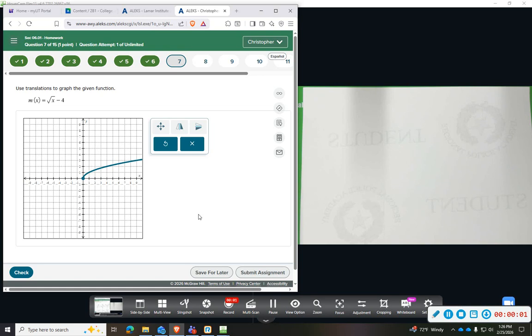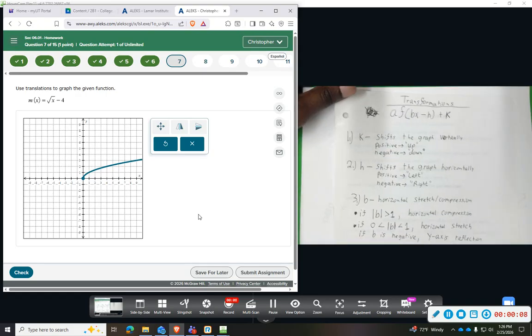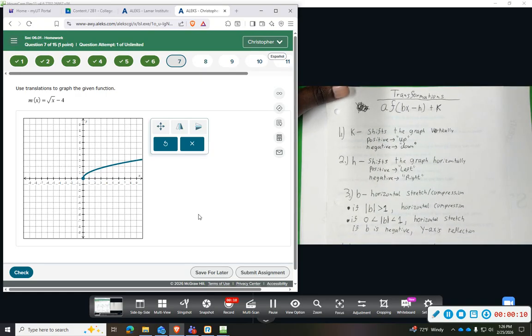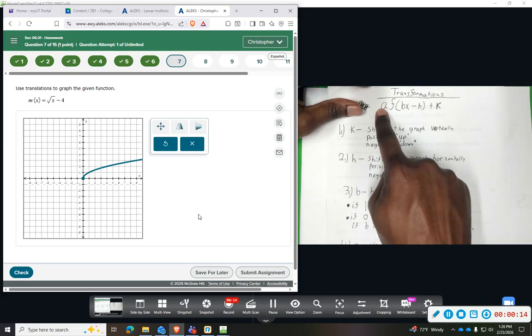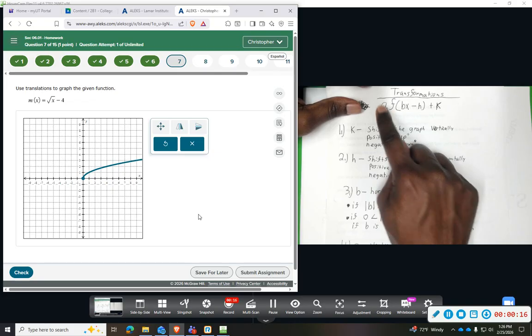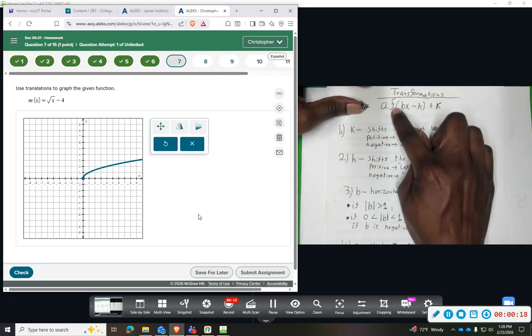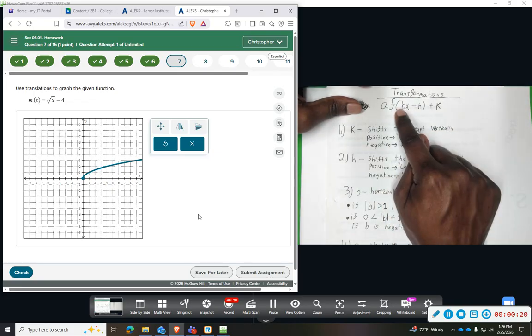All right, now number 7, we're getting into transformations. So I've written down a list of these transformations just to put it all together. This is the general form. A is multiplied out front, and then you have your function, and then you have maybe a grouping symbol. B is always going to be next to the x, so whatever number is next to x represents B.